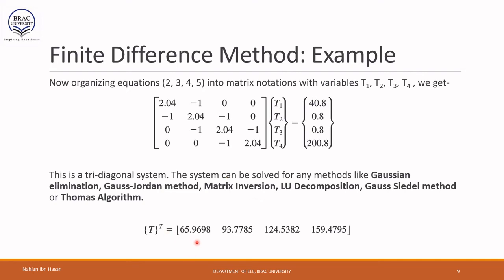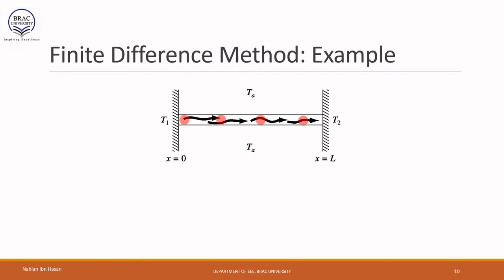If you solve this system, you will get the values of T1, T2, T3 and T4 to be something like this. These are the temperatures calculated for the nodes T1, T2, T3 and T4. So I have just used 4 different data points.